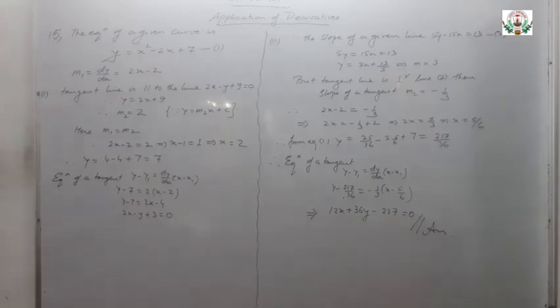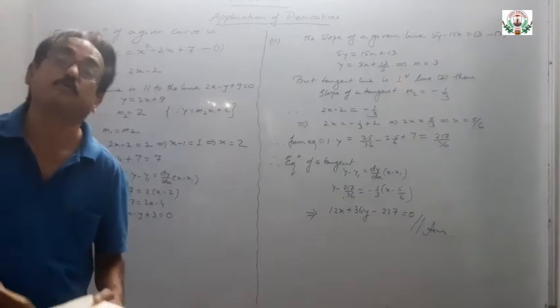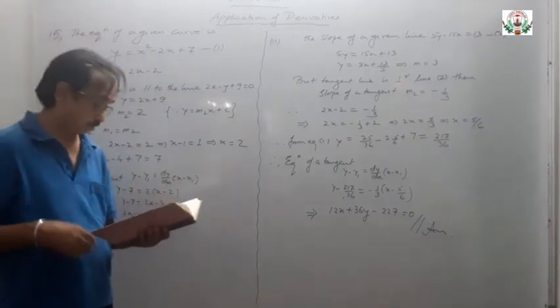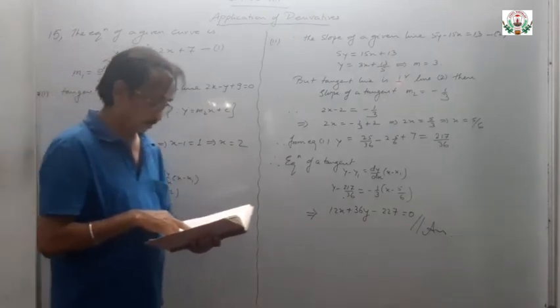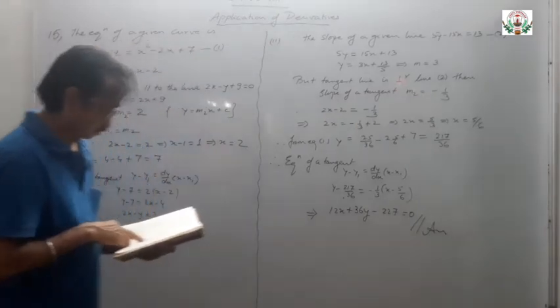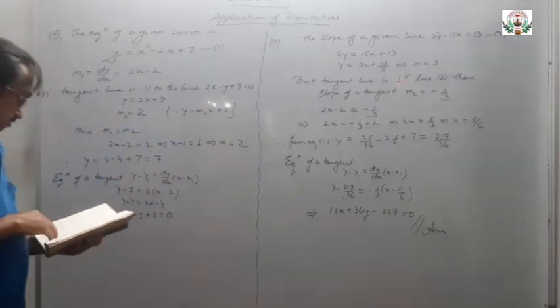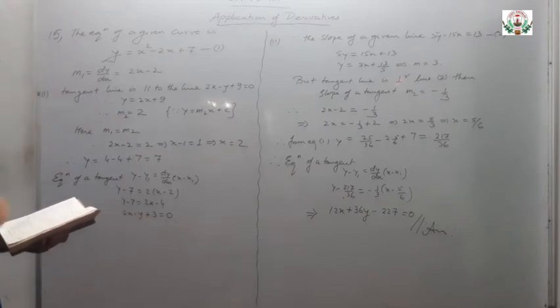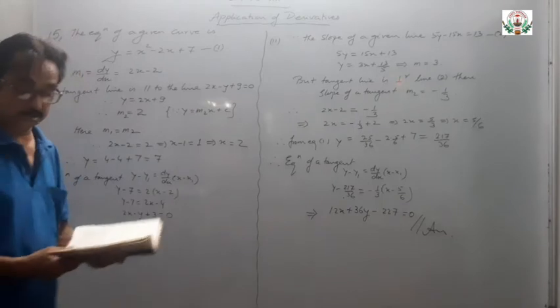Hello, good morning students. Today we are going to start the rest of the problems related to tangents and normals. Question number 15. Find the equation of the tangent line to the curve y equals x square minus 2x plus 7 which is parallel to the line 2x minus y plus 9 equals 0 and perpendicular to the line 5y minus 15x equals 13.